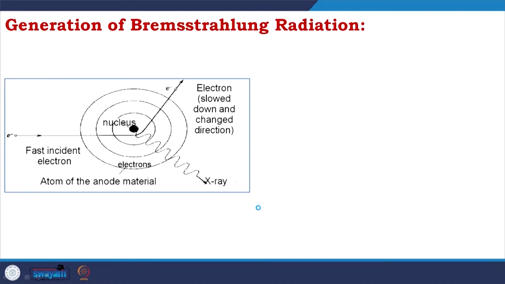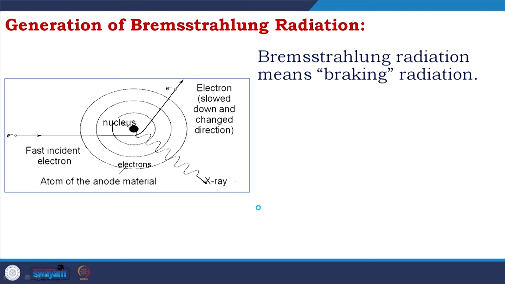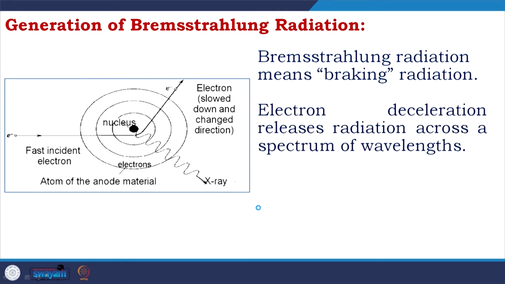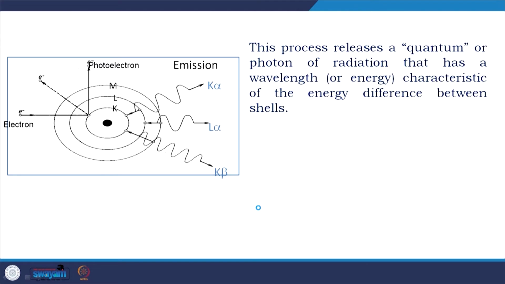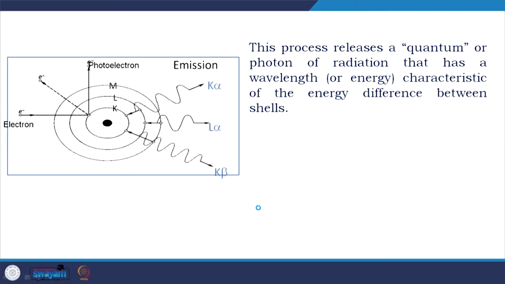So, there is the generation of Bremsstrahlung radiation. Bremsstrahlung radiation means braking radiation. Electron deceleration releases radiation across a spectrum of wavelengths. The braking radiation represents a continuum. So, if you see, the electron comes and hits, slows down and changes direction. This process releases a quantum or photon of radiation that has a wavelength characteristic of the energy difference between the shells. So, when it hits, an electron is released and the other electron comes and fills the hole.